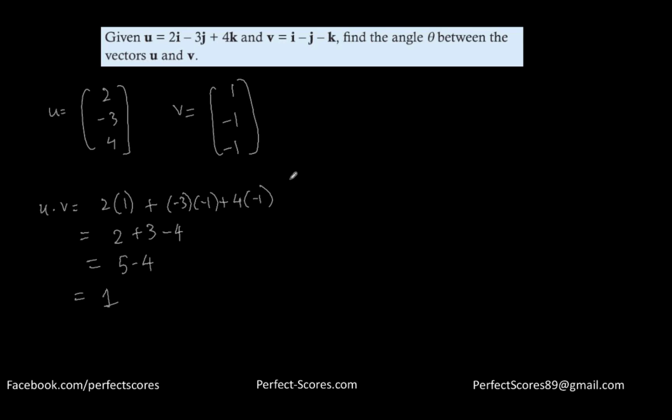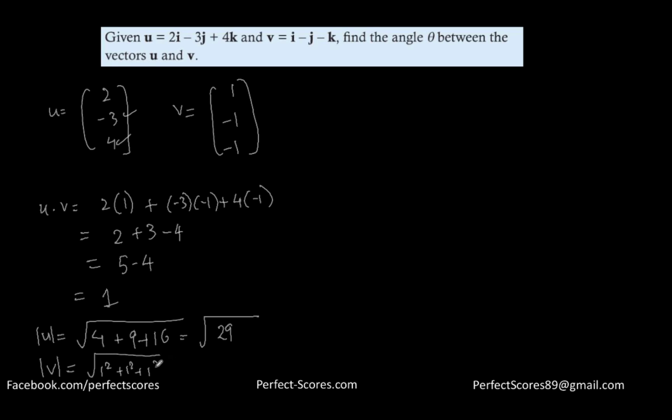Another thing, what is the magnitude of u? The magnitude of u is the square root of 2 square plus -3 square plus 4 square, which is the square root of 29. And the magnitude of v is the square root of 1 square plus -1 square plus -1 square, that is the square root of 3.